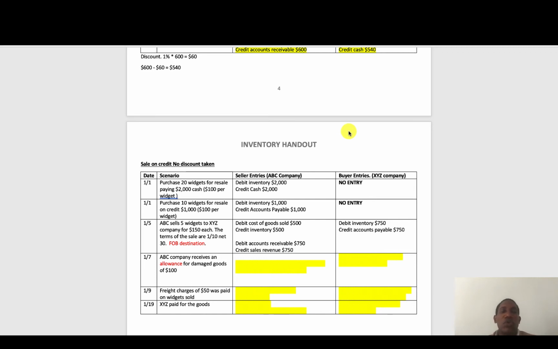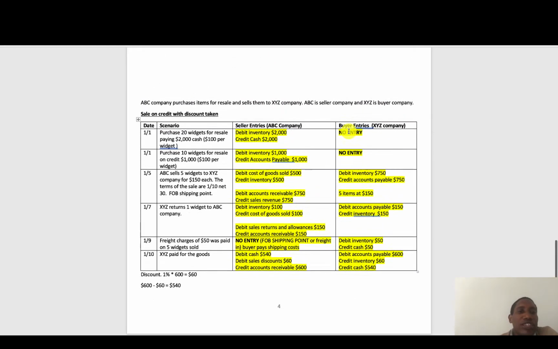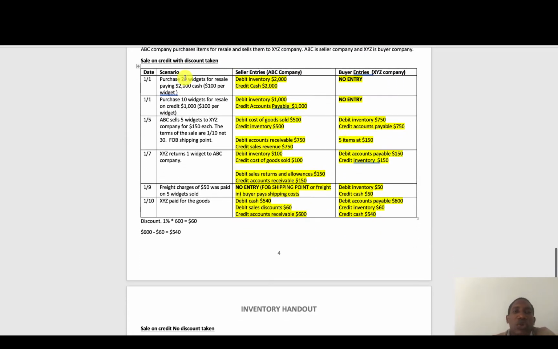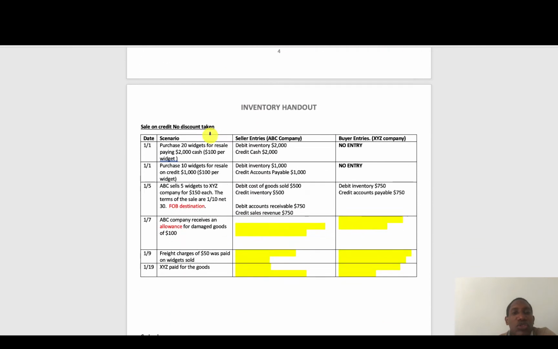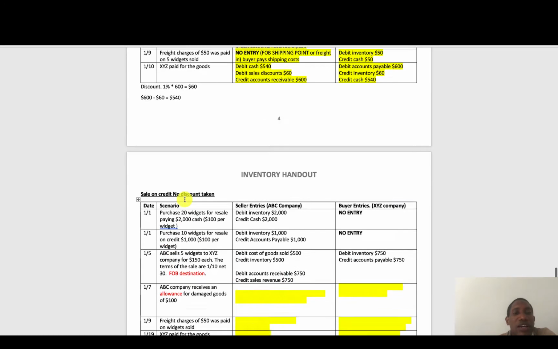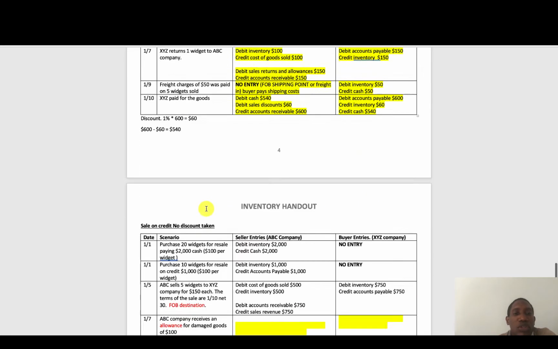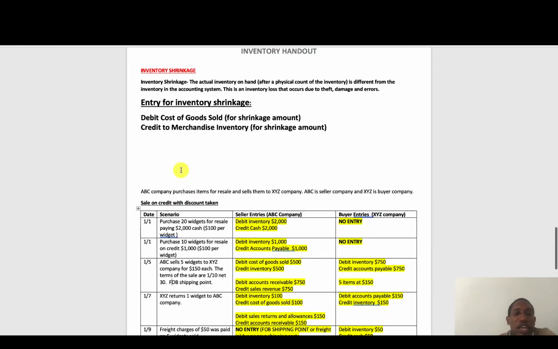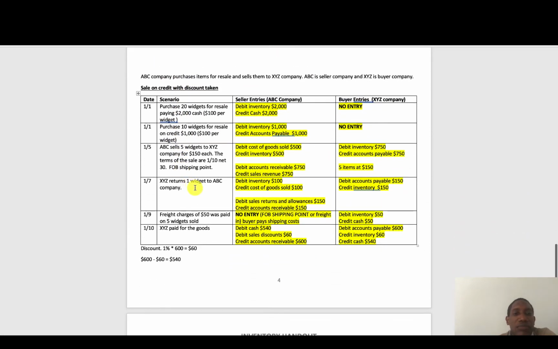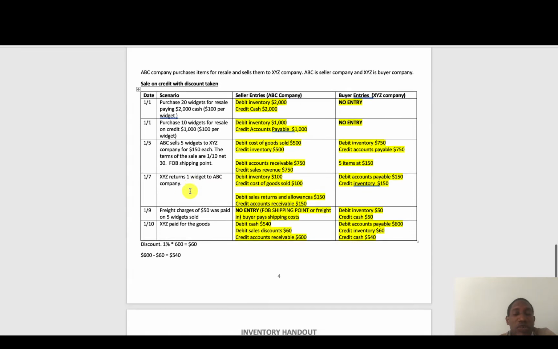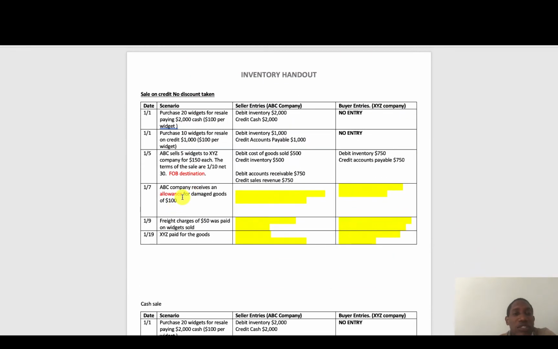In this video, we're going to do a separate scenario. In lecture 6E, you saw we did a sale on credit with discount taken. So we're going to do this exact same scenario, but we're going to do a sale on credit with no discount taken. And instead of having FOB shipping point, we're going to change to FOB destination. And instead of having a return, which we had on 1.7, we're going to have an allowance.